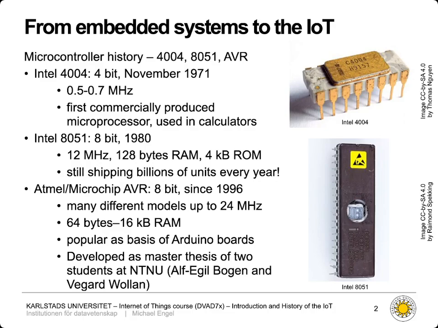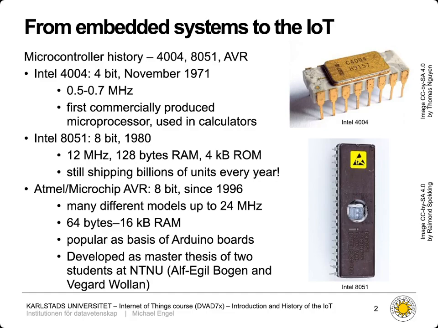It only had 4 bits of data width, so it could only calculate on numbers between 0 and 15, and one operation. And it was pretty slow, running at 500 to 700 kilohertz. But nevertheless, it was the first commercially produced microprocessor, and it was already intended to be used in what we would today consider an embedded systems application, a desktop calculator. And of course, many companies jumped on that bandwagon, and there were lots of developments.